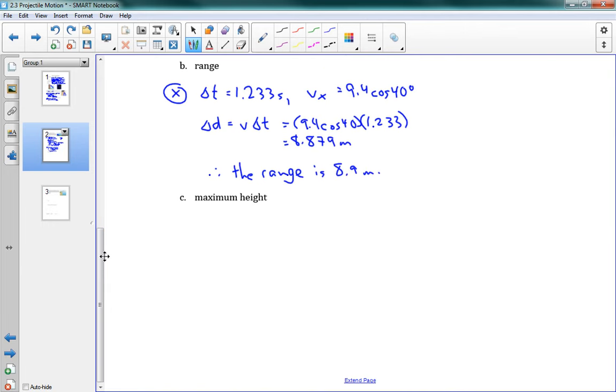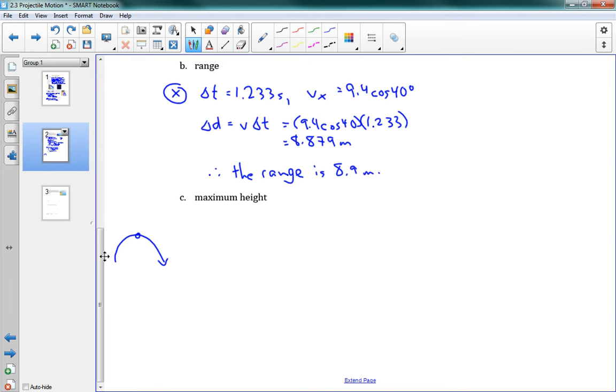Good. Now finally, C, we want the maximum height. And this is new. We didn't look at this in the previous problem because in the previous problem it started at its maximum height and just got lower. But now we're going to talk about where it reaches that maximum height. So we've got some arc that looks like this. And the question is, how high is that maximum height?